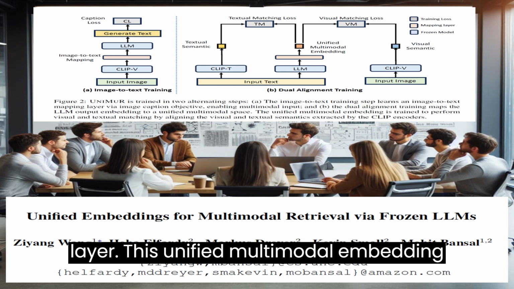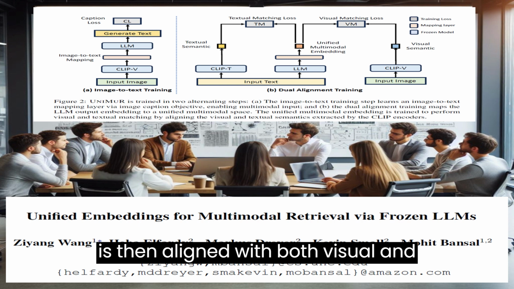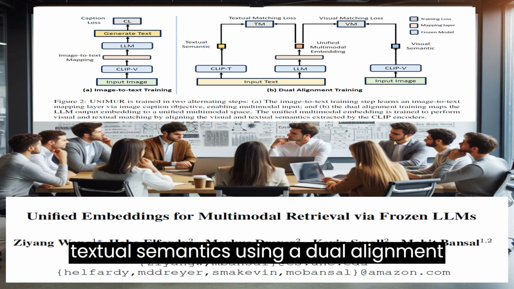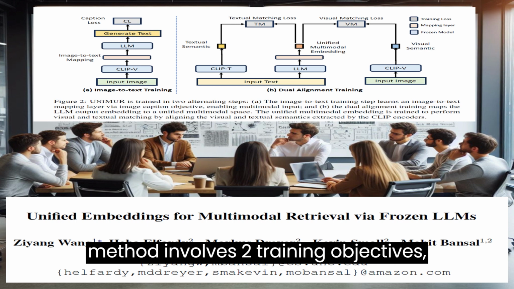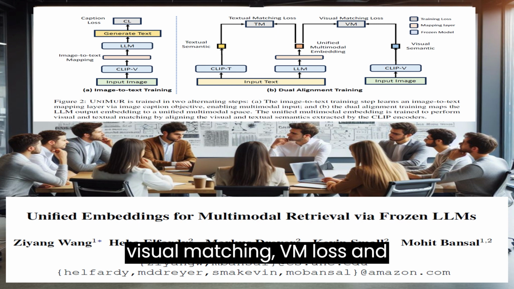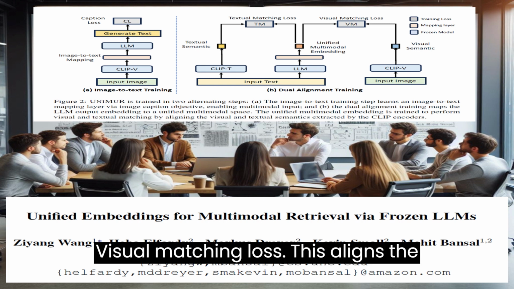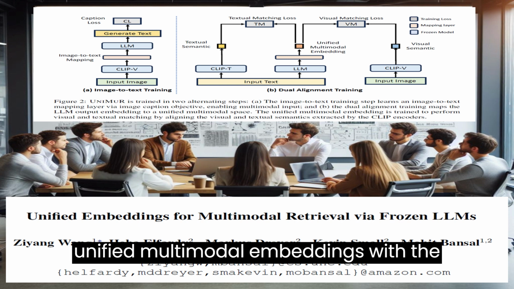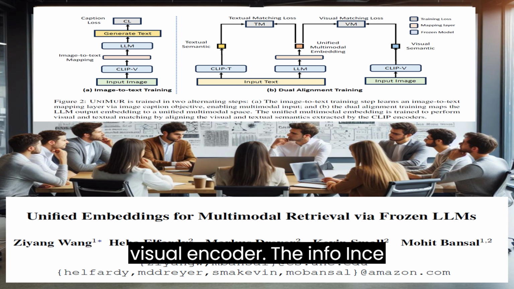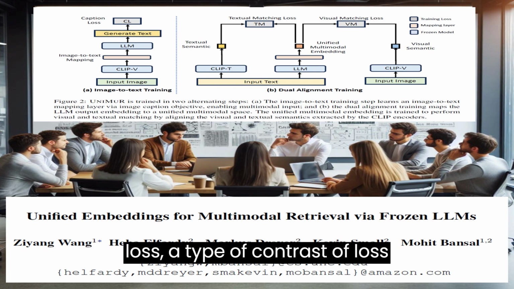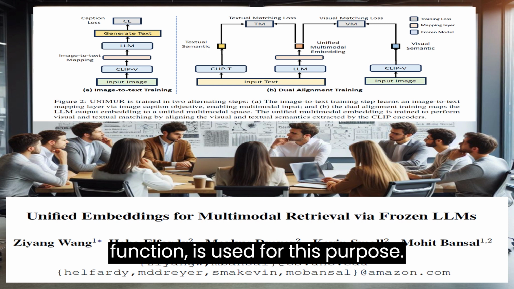This unified multimodal embedding is then aligned with both visual and textual semantics using a dual alignment training (DAT) method. The DAT method involves two training objectives: visual matching, VM, loss, and textual matching, TM, loss. Visual matching loss. This aligns the unified multimodal embeddings with the visual semantics provided by the CLIP visual encoder. The InfoNCE loss, a type of contrastive loss function, is used for this purpose.